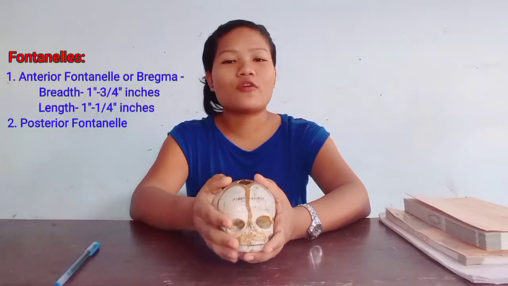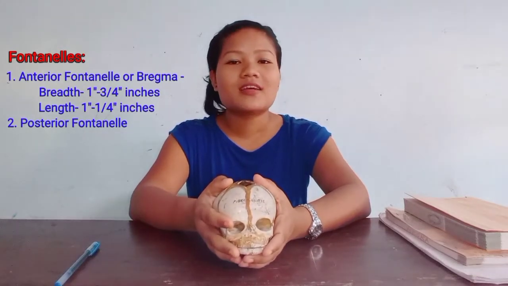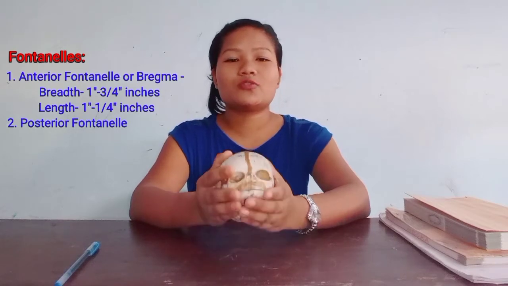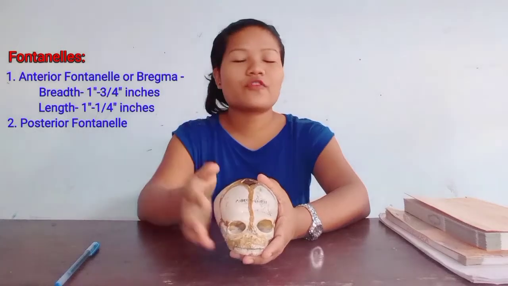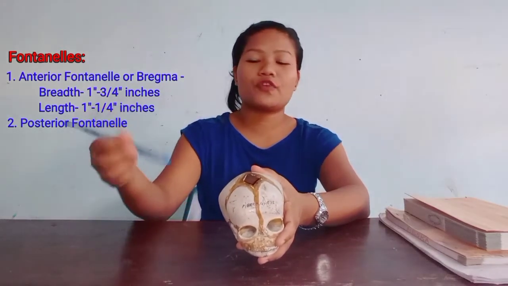Where a number of sutures converge, they form an irregular space that is covered by membranes. These spaces are called fontanelles. There are two types of fontanelles. This one is the anterior fontanelle. Which one is the anterior fontanelle?